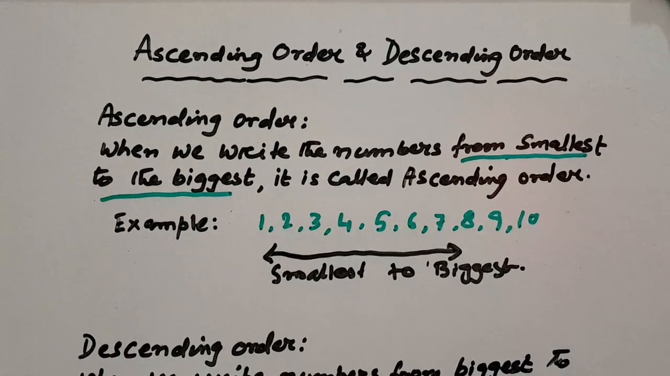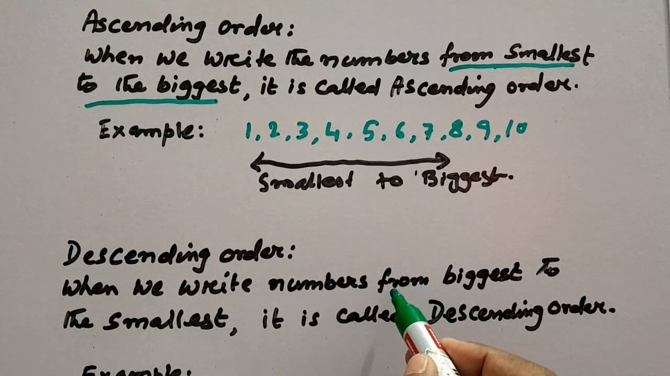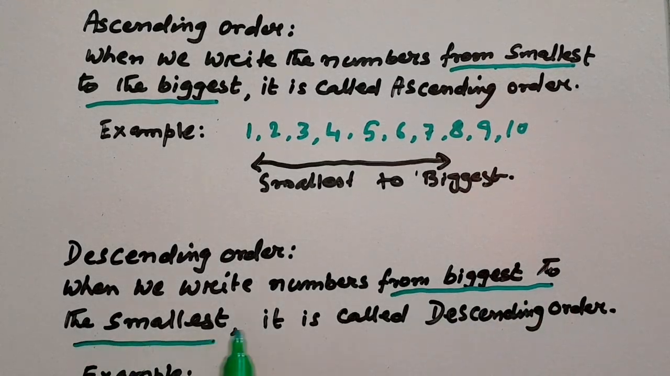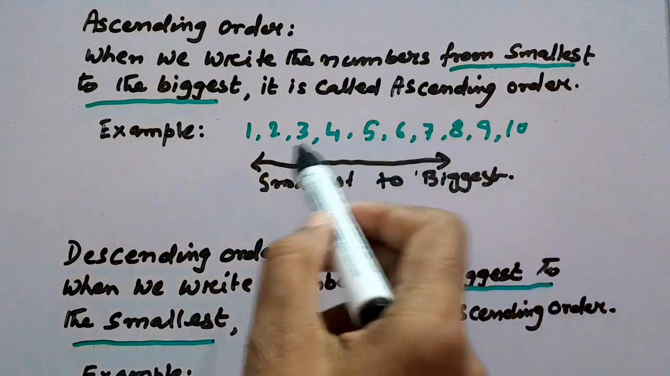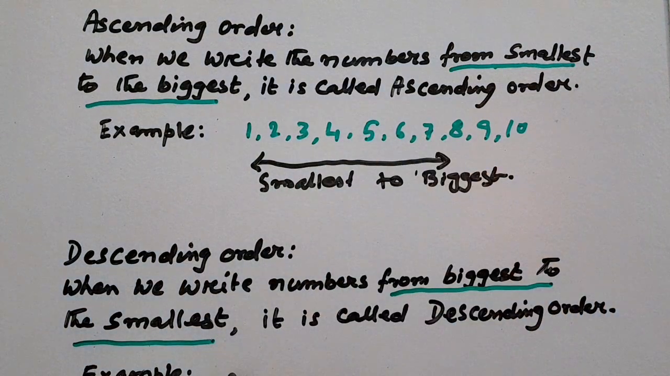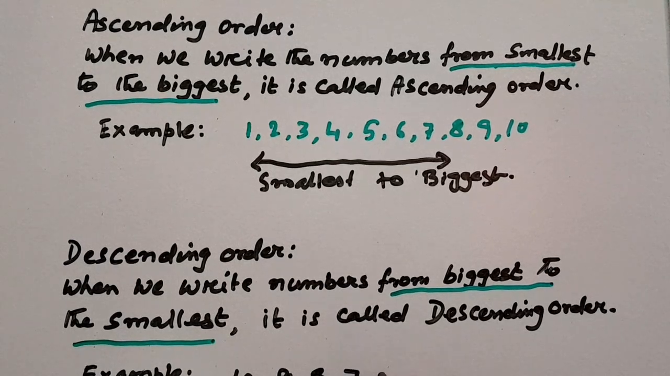But in case of descending order, we write the numbers from biggest to the smallest. Here it is just opposite of ascending order. We write the numbers from biggest to smallest. So if we just take into account these numbers, how will we write them in descending order? So we'll start with the biggest number first. 10, 9, 7, 6.